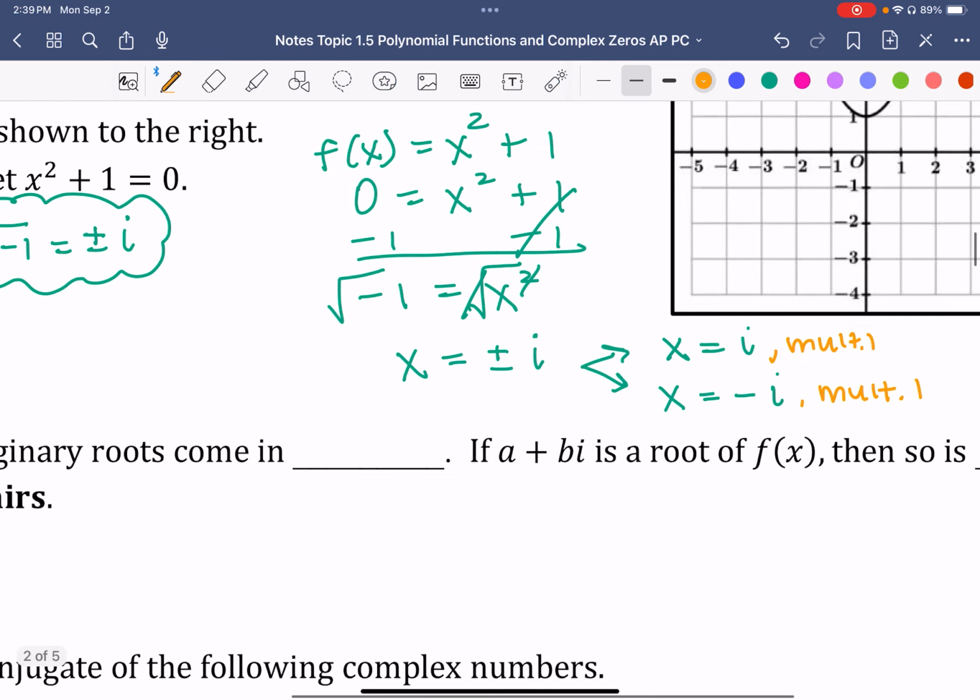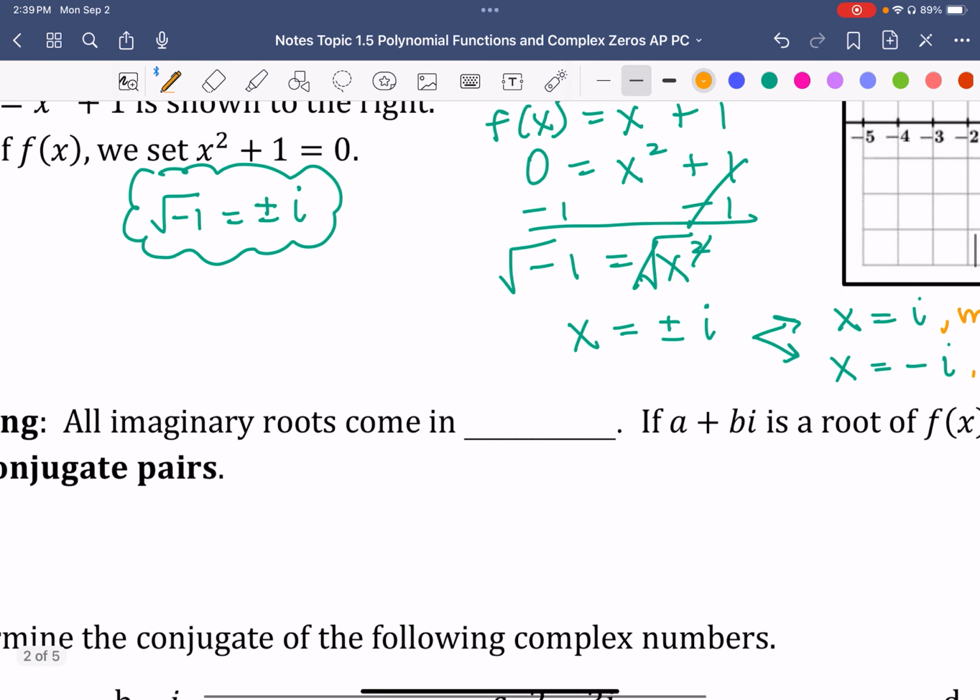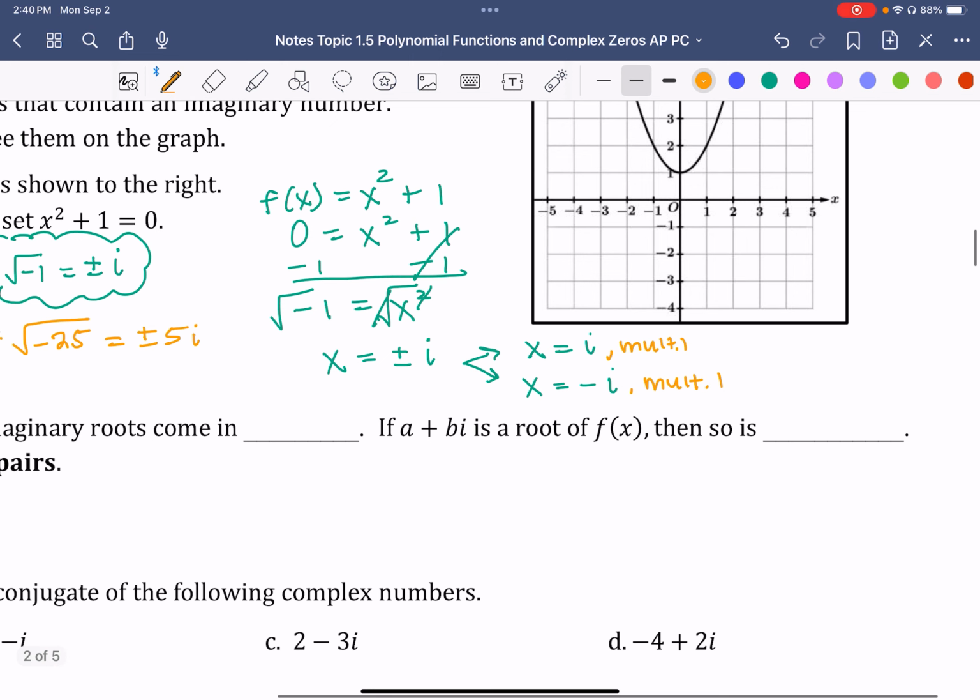Okay, let me give you another example in case you're still confused about the i. If I tell you to find the square root of negative 25, you can still take the square root of 25, which would be plus or minus 5, but because you have that negative in it, you would need to add that i to the back. So the square root of negative 25 could be plus or minus 5i, but it would be incorrect to not put the i and just do plus or minus 5.